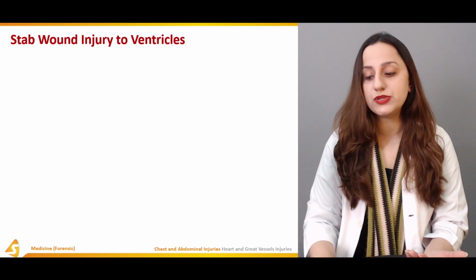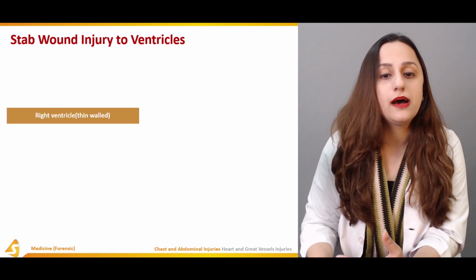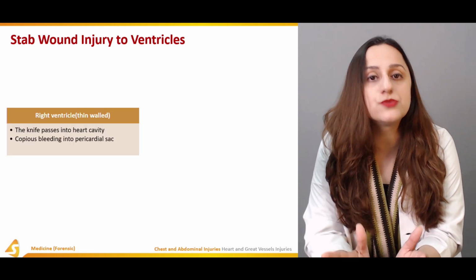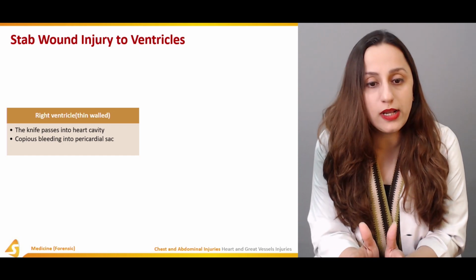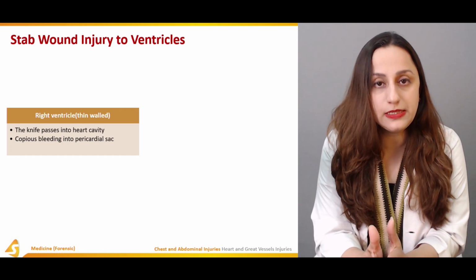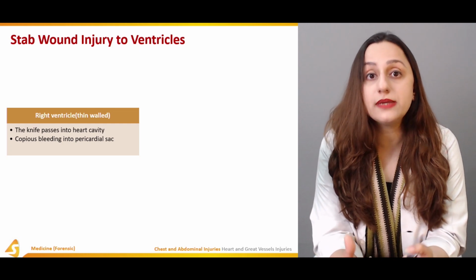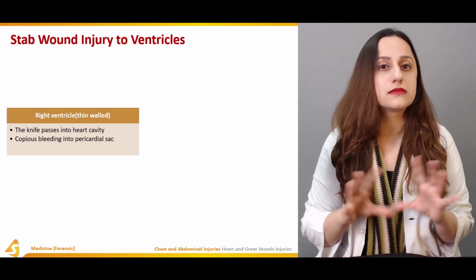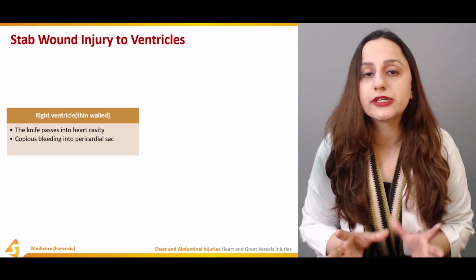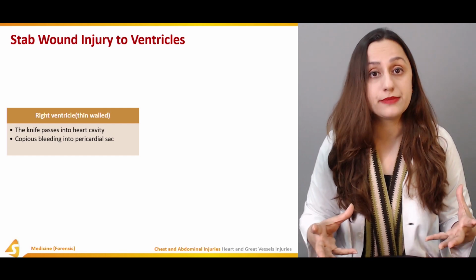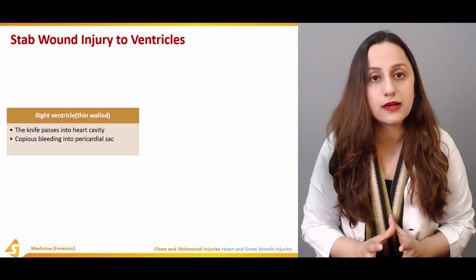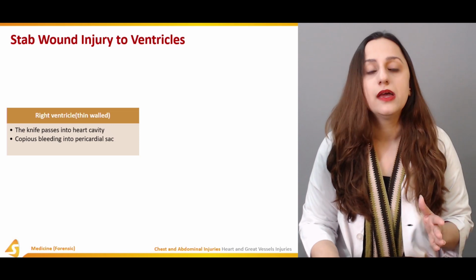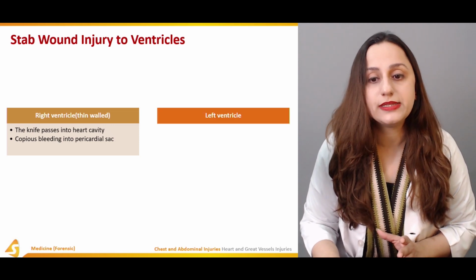Now, the stab injuries to the ventricles. Whenever we are talking about stab injuries to the ventricles, why is the right ventricle more vulnerable? It is thin-walled, and the knife passes into the heart cavity. What happens after that is a copious amount of blood is present in the pericardial sac, and there is also some sort of hemothorax condition. There is a copious amount of hemorrhage. Infections can be more likely in such a person, so the right ventricle injury is a very fatal kind of injury that we are dealing with.